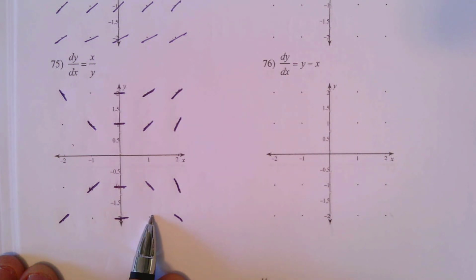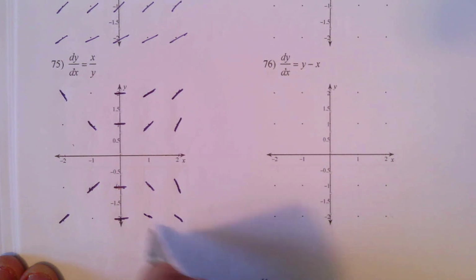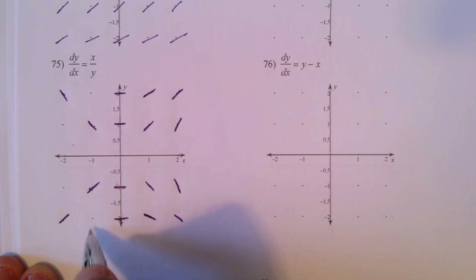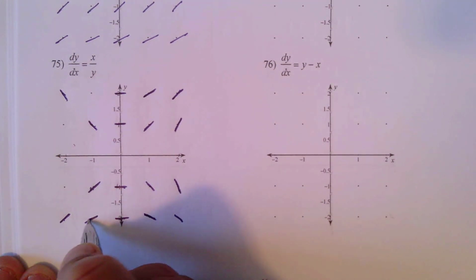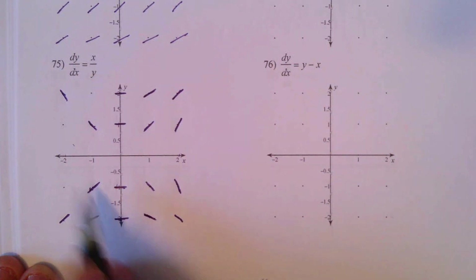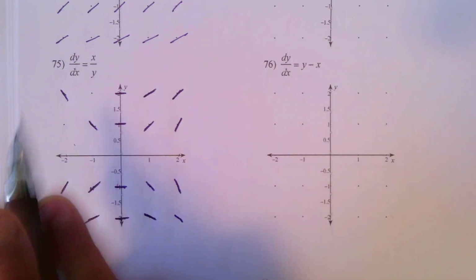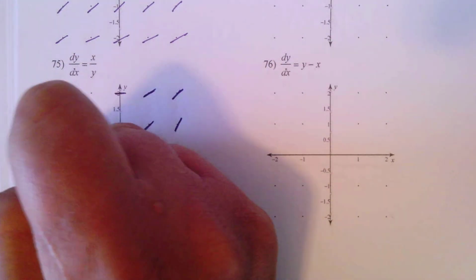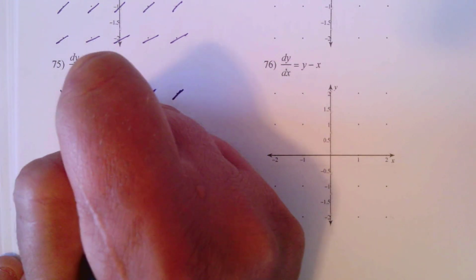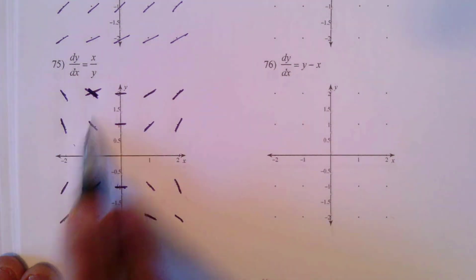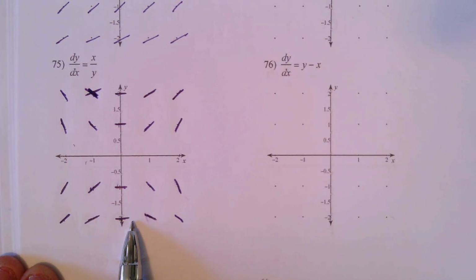At this point, x is 1, y is -2. So that would be 1 over -2. So -1/2 should look something like that. Okay. And as you fill these guys in, you can see it's got this kind of divergent pattern. Here, x is -2, y is 1. So -2 divided by 1, that's going to have a slope of -2. Here it's going to have 1/2. So there is what it's going to look like.